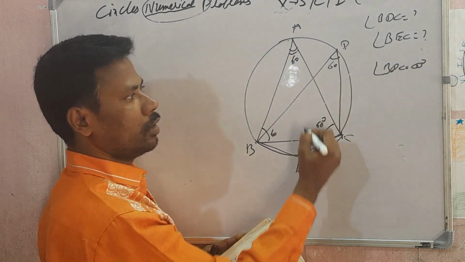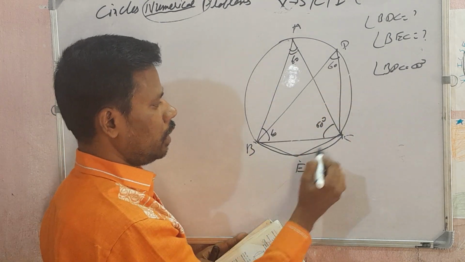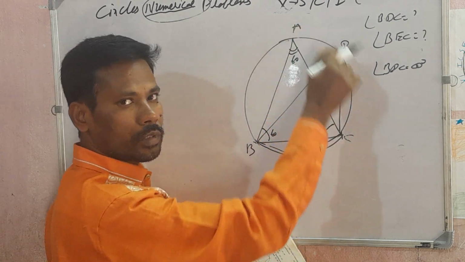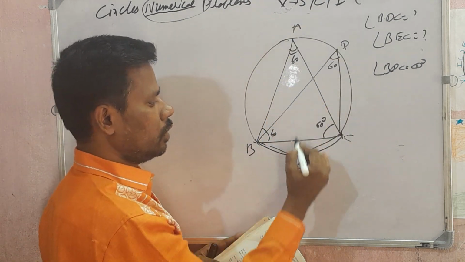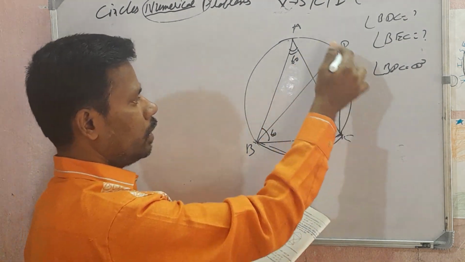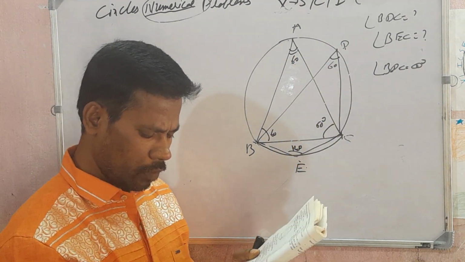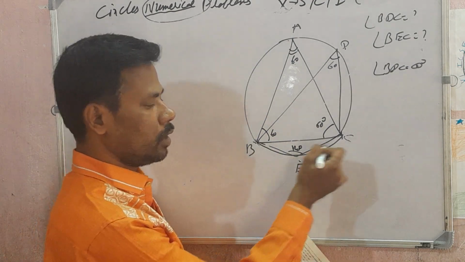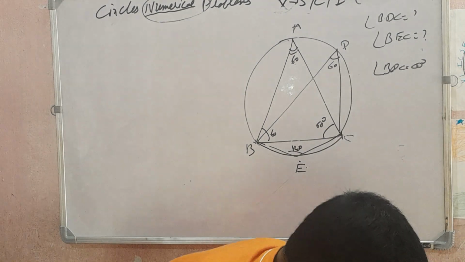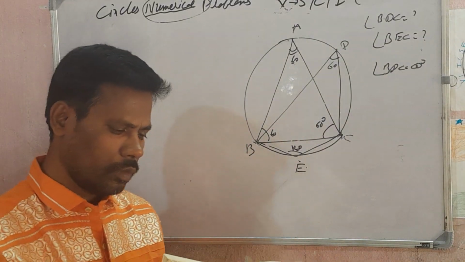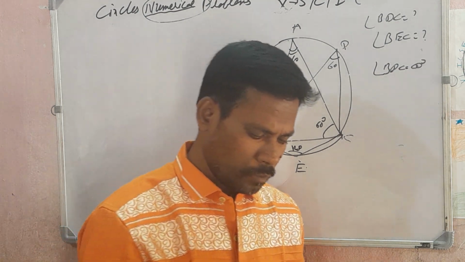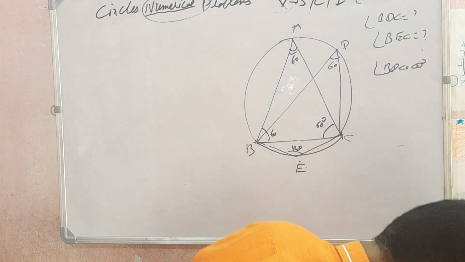Now cyclic quadrilateral. ABEC is a cyclic quadrilateral because the points are lying on the same circle. So if this is 60, this will be 120. So angle BDC is 60 and angle BEC is 120. There it is, the problem. It's a very simple question. Next one.